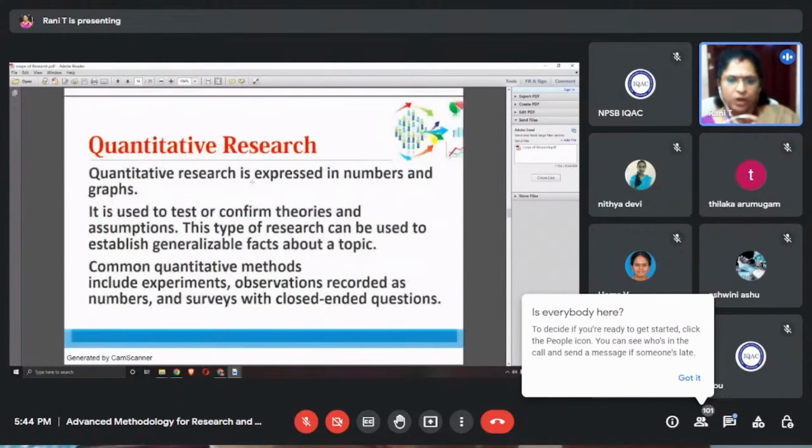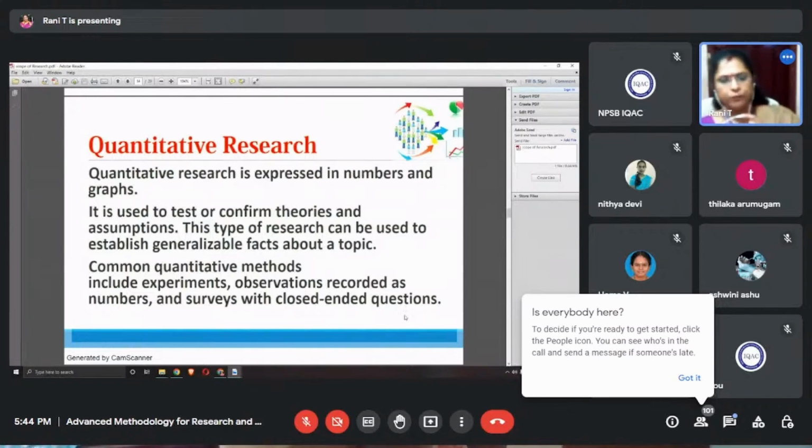And the next one, quantitative. Quantitative means numbers. We can express the result in numbers, so we say we use quantitative methods. It includes experiments, observation, surveys, and closed-ended questions.